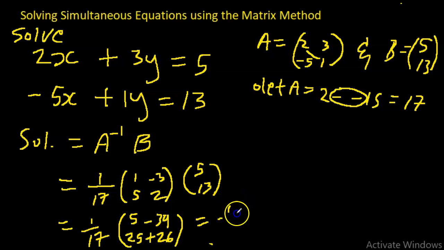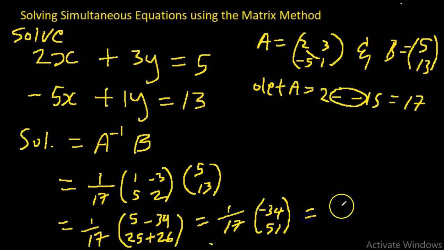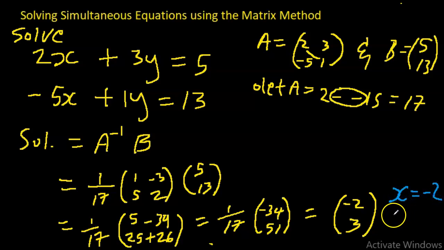This becomes 1 over 17. In the bracket now we have 5 minus 39, that's negative 34. And 25 plus 26, that's 51. So we multiply each of these values by 1 over 17, or you want to say divide both of them by 17. So negative 34 divided by 17, that's minus 2. And then 51 divided by 17, that's 3. So our solution, x equal to minus 2 and y equal to 3.